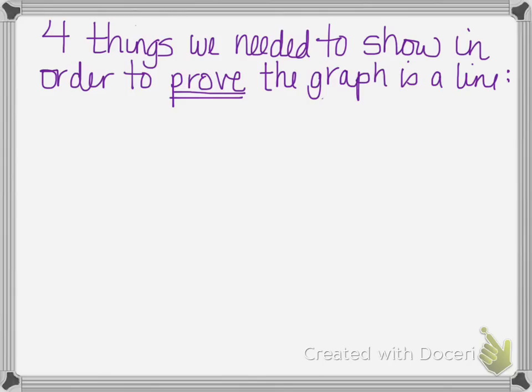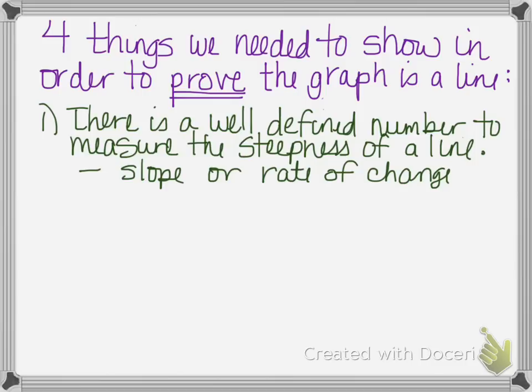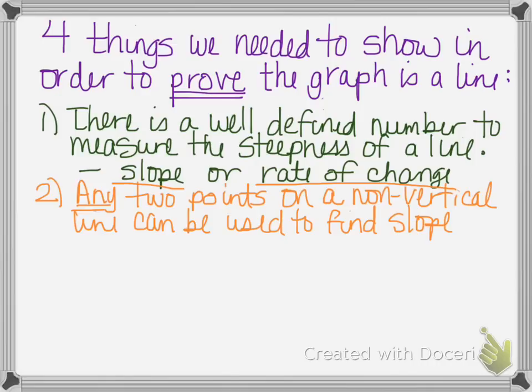Okay, so there were 4 things we needed to show in order to prove that the graph is a line. So the first one is that there's a way to measure the steepness of a line, and we're calling that slope or rate of change. So we use those terms kind of interchangeably. The slope is the rate of change. Okay, and when we did that in lesson 15, we defined that, and we'll look at it again today.